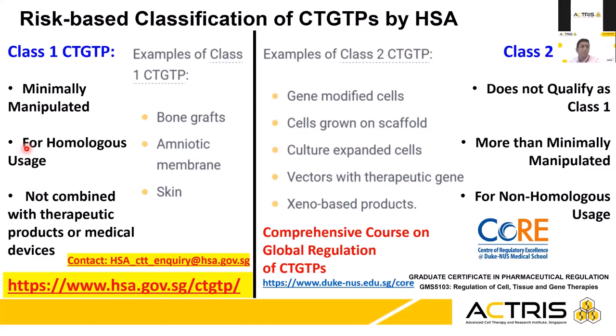What are class 2 CTGTPs? Class 2 CTGTPs are those that do not qualify to be class 1 CTGTPs. In most cases, these are more than minimally manipulated and for homologous usage. And I just wanted to highlight to many of our audience in the research community that, as you embark on cell tissue gene therapy research work, it's extremely important that you understand the regulatory framework as you take part in discovery work, right? And CTGTP being a very evolving field, there is actually quite a bit of fragmentation with regards to the regulatory guidelines that have been put in place by the various regulatory authorities.